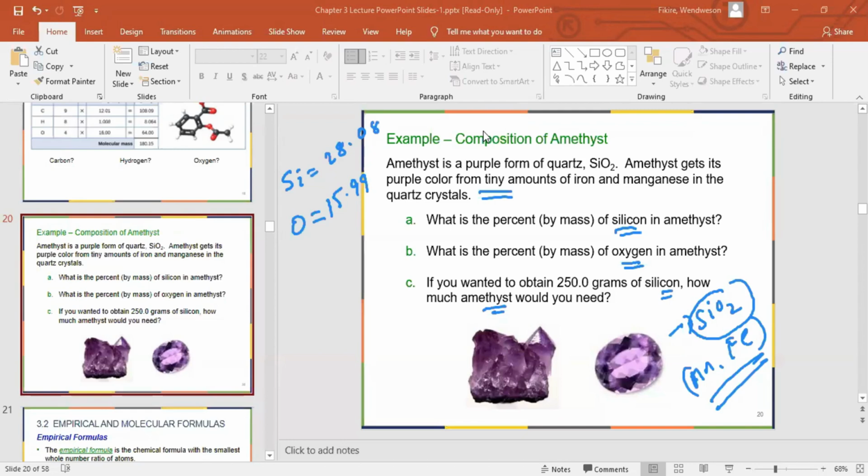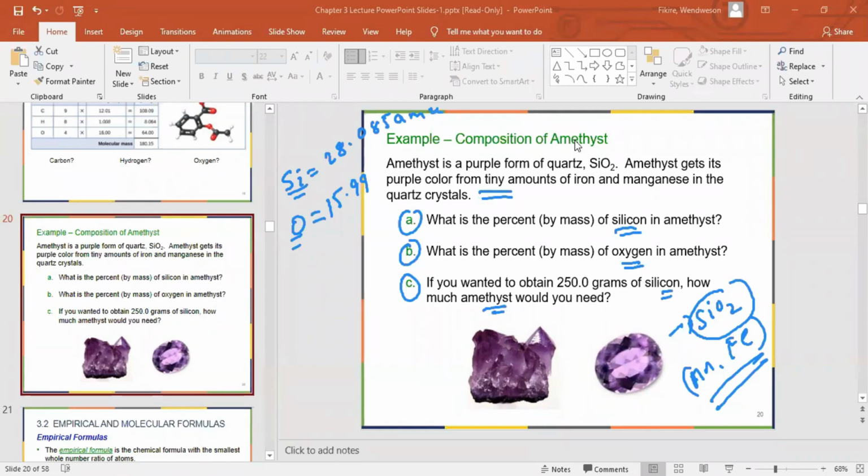28.085 amu. Okay, you have the weight of silicon, you have the weight of oxygen. So I want you to do A, B, and C. Weights are given here, and then we can move on. Can I go through the steps real quick? Yes, sir.